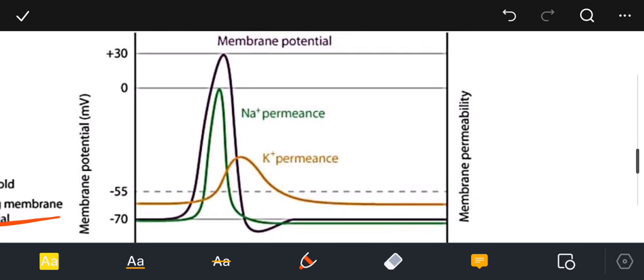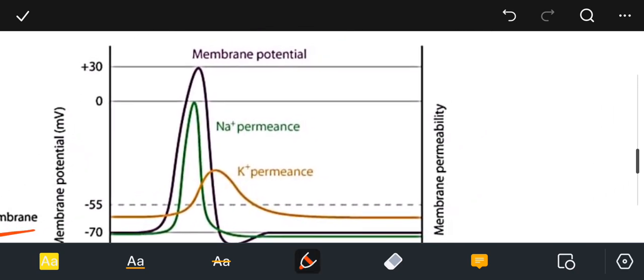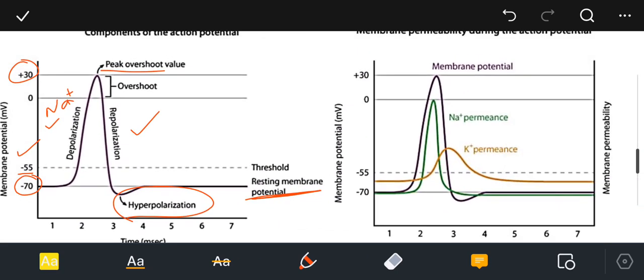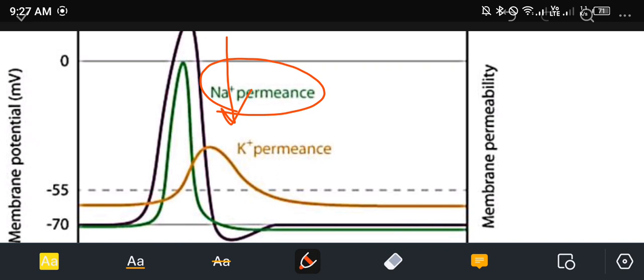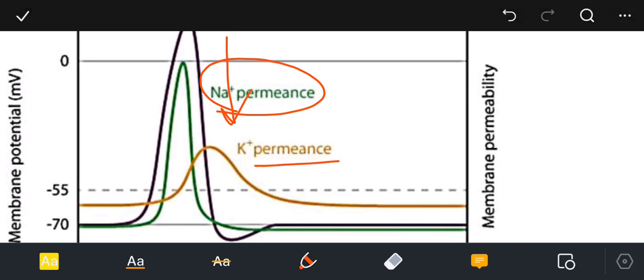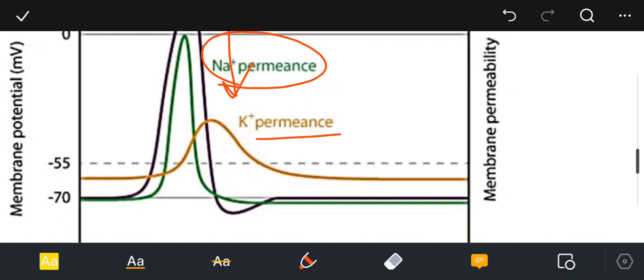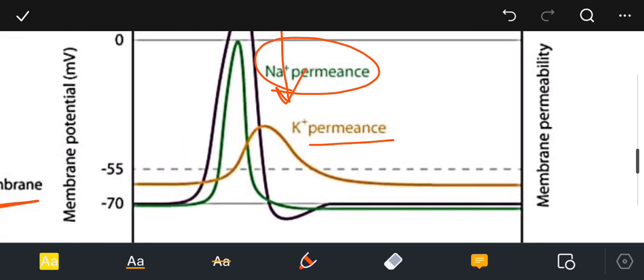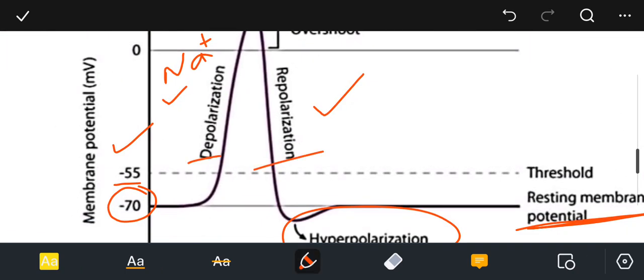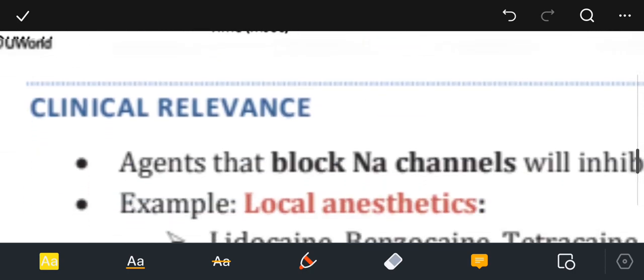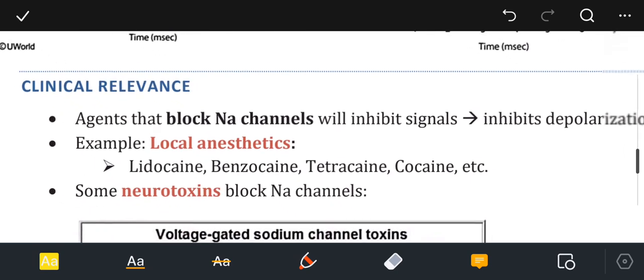Here you can see that initially there is sodium permeance. The purple line is the same diagram as before. The peak in the purple line is maintained by the sodium permeance, that is sodium entering into the cells, and the remaining downslope of the curve is given by the potassium permeance, and potassium is leaving the cells. So as a whole, the net result of these two curves of sodium entry and potassium leaving the cells is a graph like this, and initially there is depolarization, followed by repolarization, hyperpolarization, and ultimately the resting membrane potential. Now let's talk about the clinical relevance of the action potential.